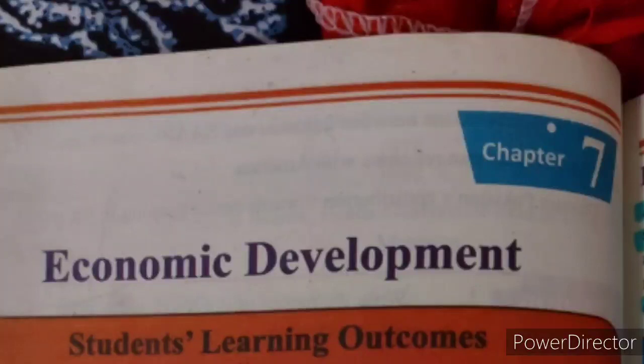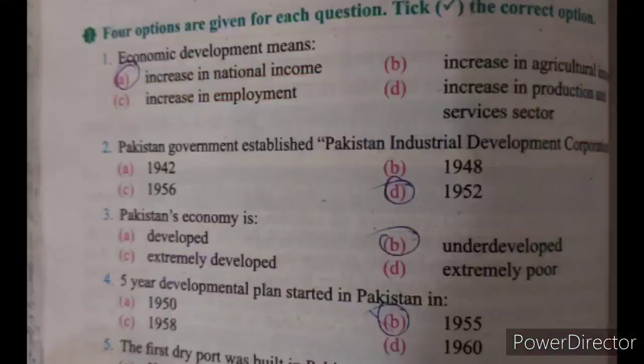Now proceed to the exercise. Exercise part 1: four options are given. For every question, choose the correct option. Economic development means increase in national income.